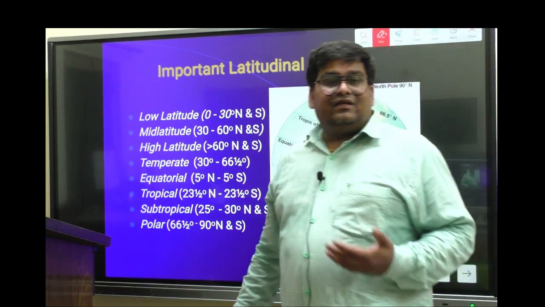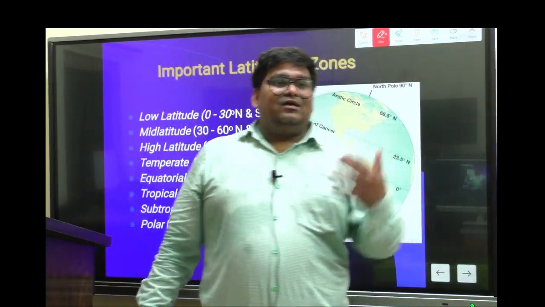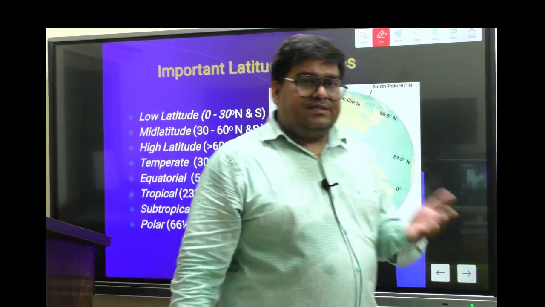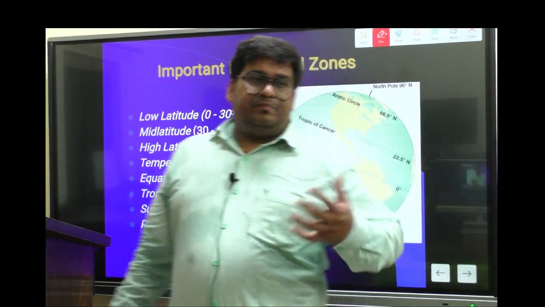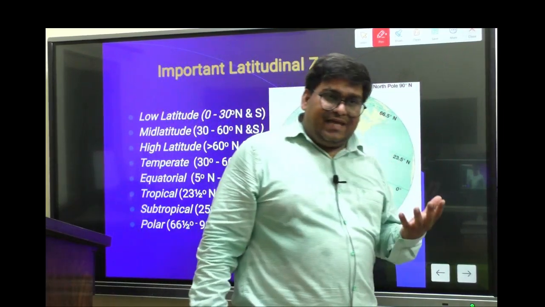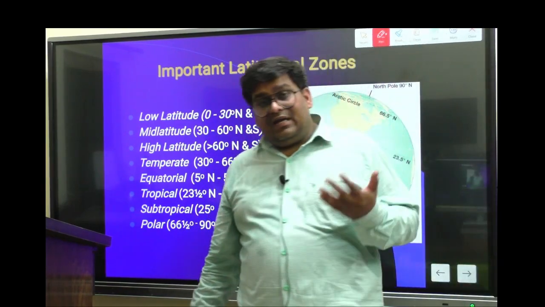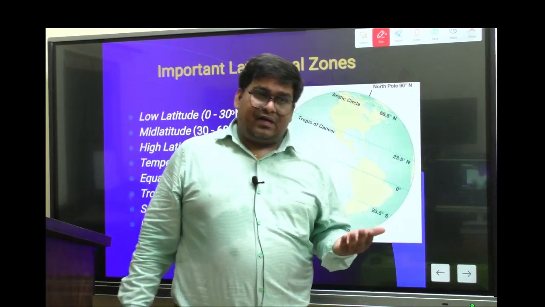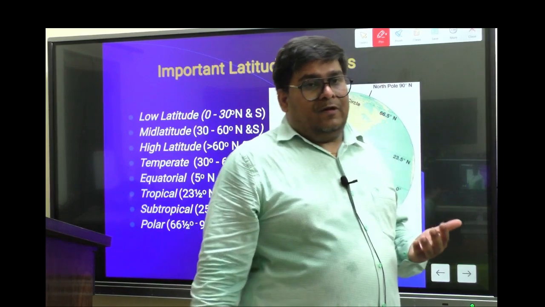When you say the lower latitudes, it means something which lies in the lower latitude zone, that is roughly from 0 to 30 degree north and south. When you say middle latitude, that means some space or geographical phenomena that lies within 30 to 60 degree north and south. When you say higher latitudes, that means beyond the Arctic Circle or Antarctic Circle up to basically the North Pole and South Pole.